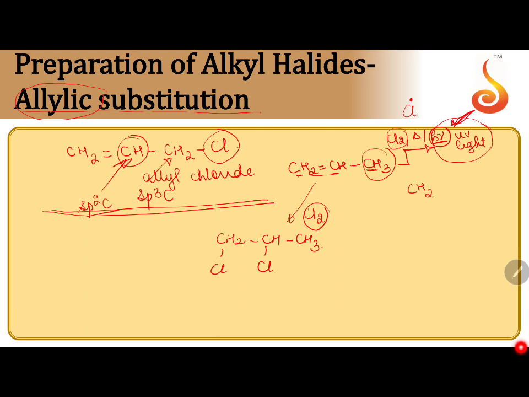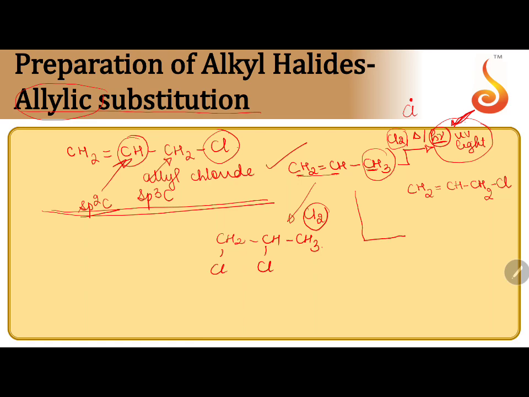So the product obtained is CH2, one hydrogen replaced by Cl. This is one method, that is halogenation, with which we can prepare allylic halides.